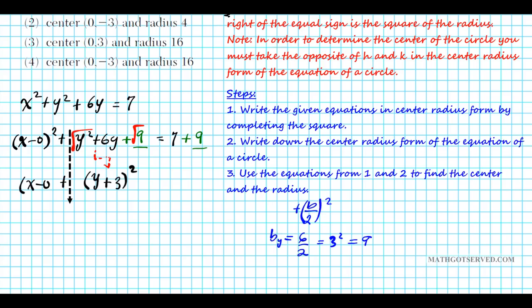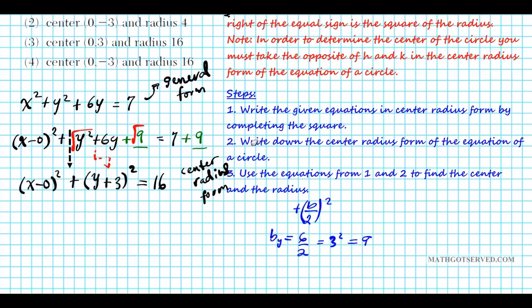Bring down the plus, and we have (x - 0) squared equals 9 plus 7 is 16. So what do we have here? This is the center-radius form of the equation of a circle. Okay, the first one was the general form. Let me go ahead and write it for you. This is the general form, okay? And this one that we just created is the center-radius form. Why is it called the center-radius form? Well, because it easily helps us determine the center and radius.